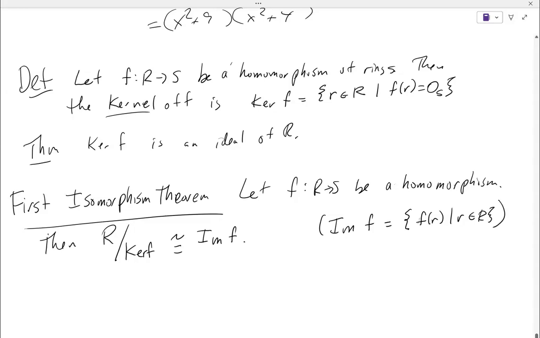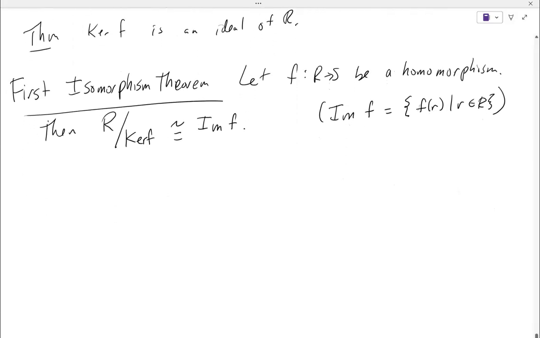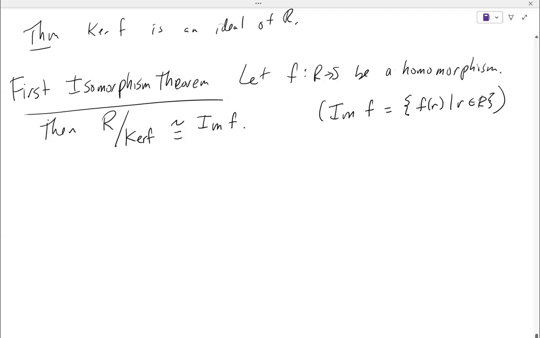Set of all possible outputs. Basically the range. Just call it the image, and I'll use IM for it. The book states this as a surjective homomorphism, so it just wants to use S. Before we prove this, let's see if we can use it with an example or two.